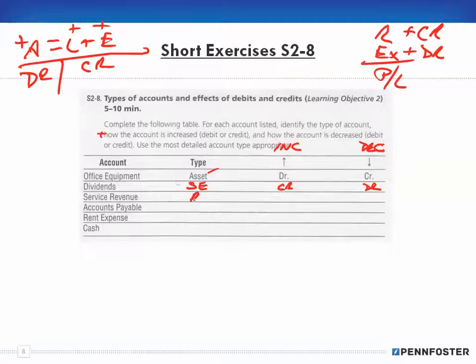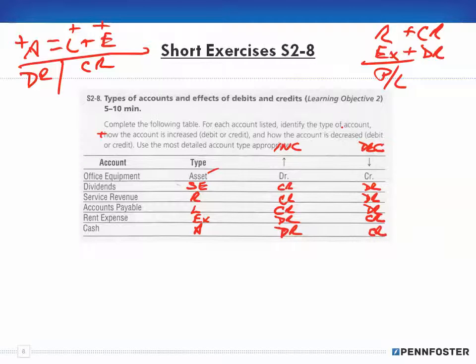Revenues are a revenue account. Well, we increase our revenues on the credit side. The opposite means we have to decrease it on the debit side. Payables is a liability, right? So we increase that on the credit side. The opposite means we'd have to debit it to decrease it. Rent expense, that's an expense account, and we're increasing that on the debit side, decreasing it on the credit side. Cash is an asset, increase that on the debit side, decrease it on the credit side.